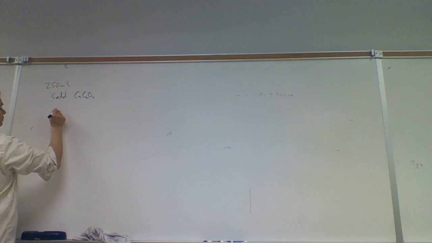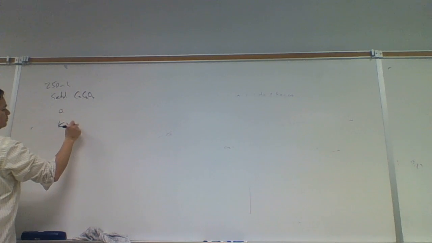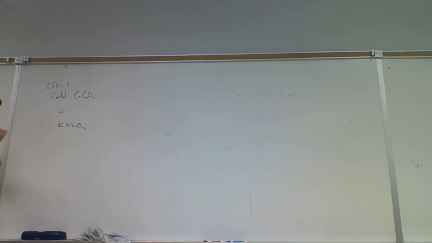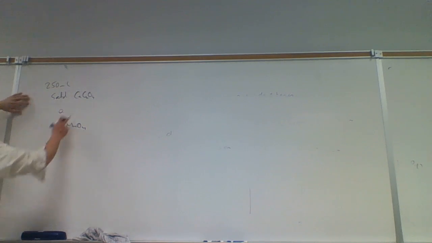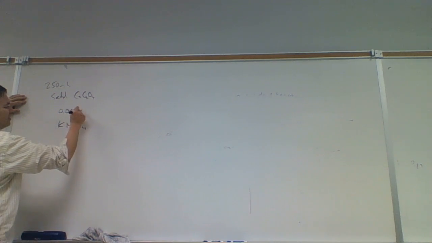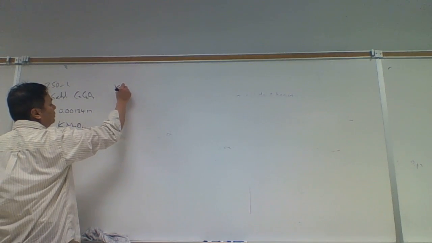0.00134 molar potassium permanganate for its titration in an acidic solution. Okay. So 250 milliliters of saturated calcium oxalate requires 0.00134 molar, how many milliliters? 4.8 milliliters. Okay. So what is the value of KSP for the calcium oxalate obtained with these data?